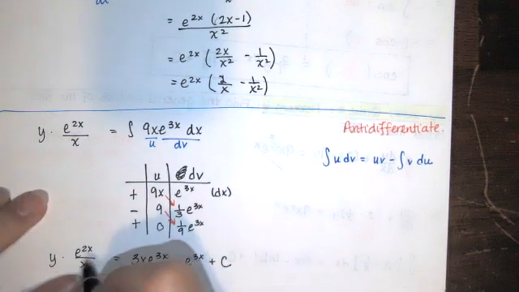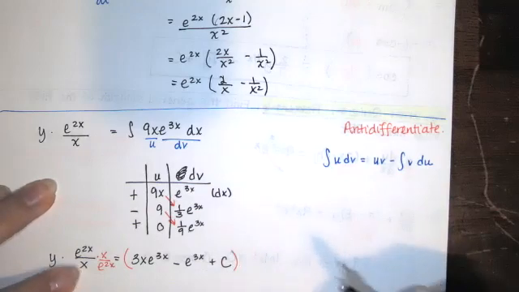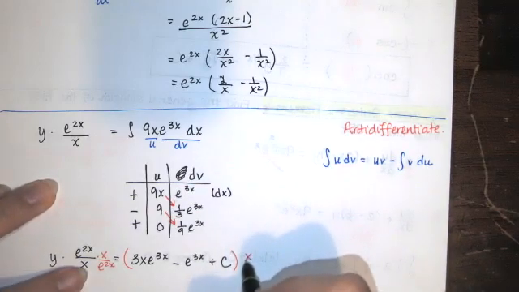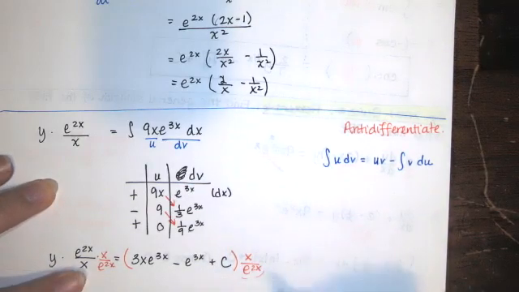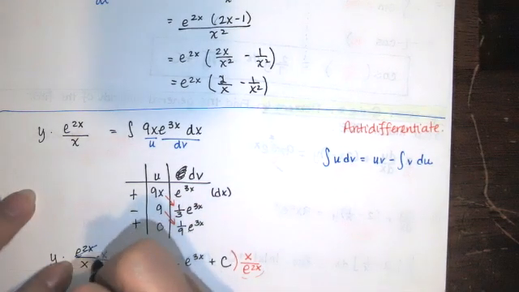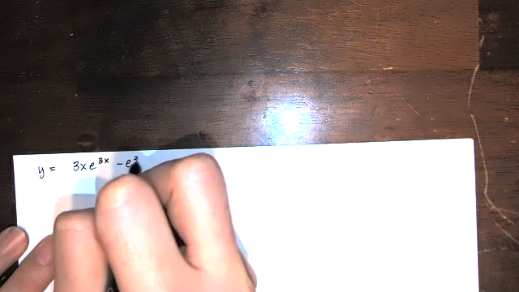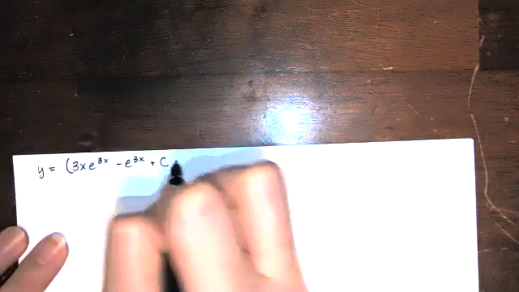Okay, now we're trying to get y by itself. So we will multiply by the reciprocal of this on both sides. Or if you prefer, you could call that an e to the negative 2x. That's fine as well. These guys will reduce, and we'll get this. So I have y equals 3x times e to the 3x minus e to the 3x plus c.